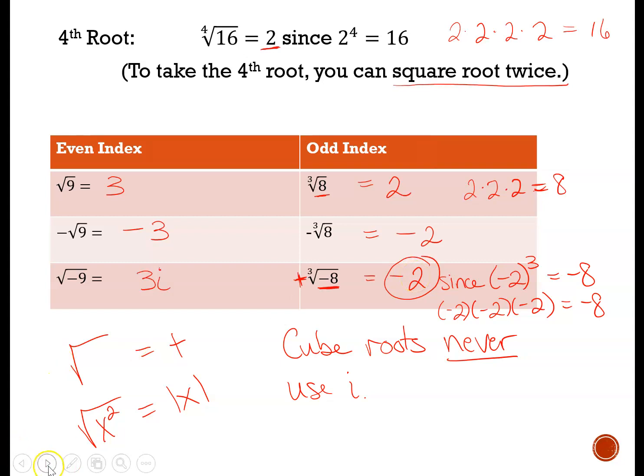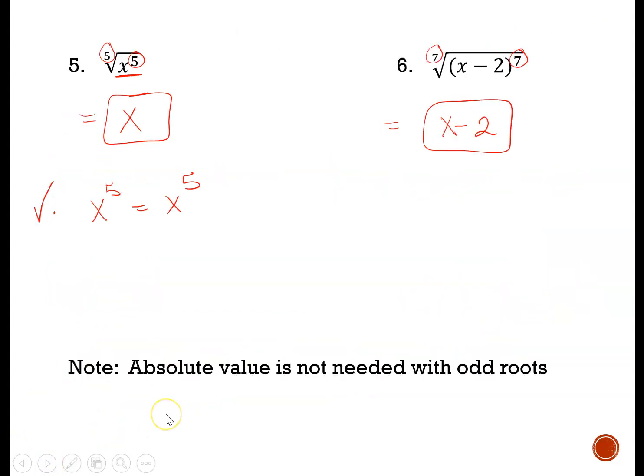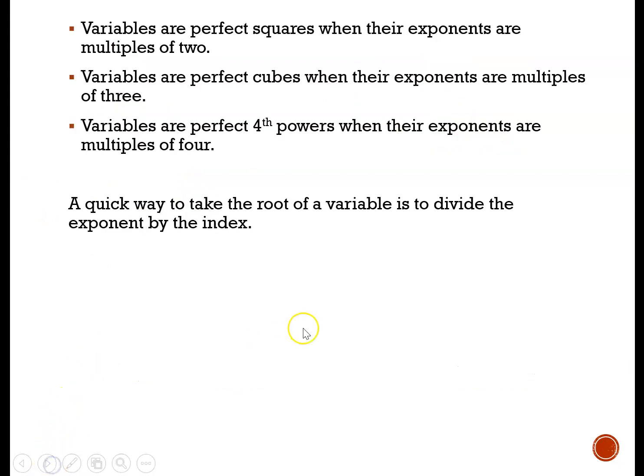So let's go back then to that note at the bottom of this slide. It says absolute value is not needed with odd roots. So here my root was 5. I don't need to put bars on my x. Here my root was 7, odd, so no bars are needed. Only even roots have to have positive answers.